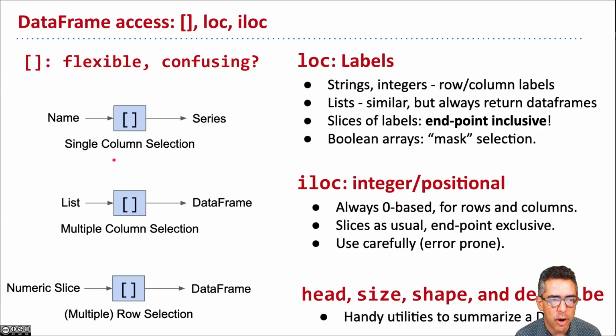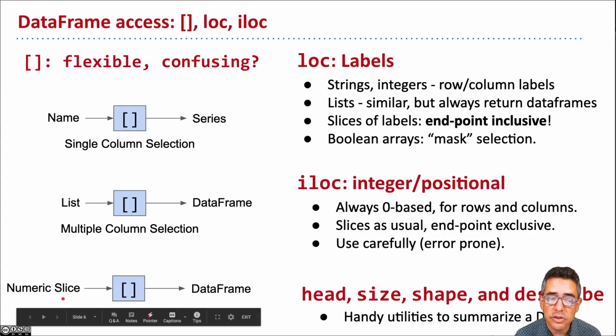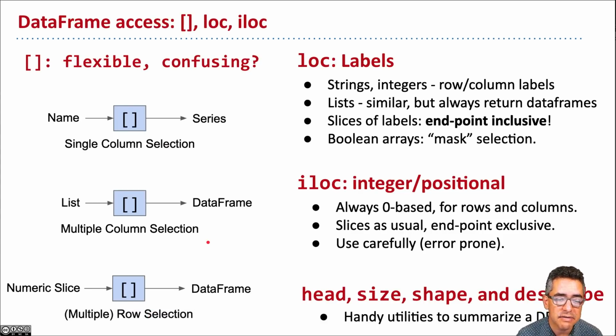If you give a single name to the square brackets, what you're asking for is to retrieve a column by that name, and you get that column as a standalone series. If you give it a list of names, what you're asking for is a data frame that contains all of those columns, which means that if you want the single series as a data frame, you can pass it a one-element list, as we saw already. And you can also use numerical slices to retrieve information from a data frame. When you pass numerical slices, what you're asking for is multiple rows.